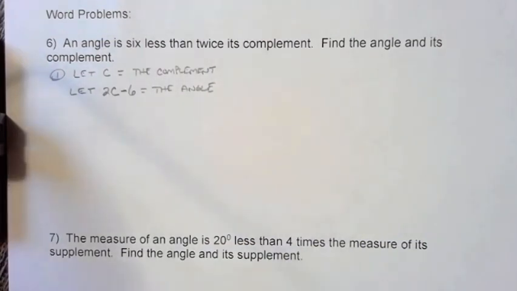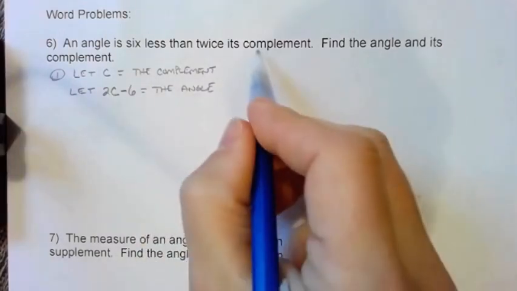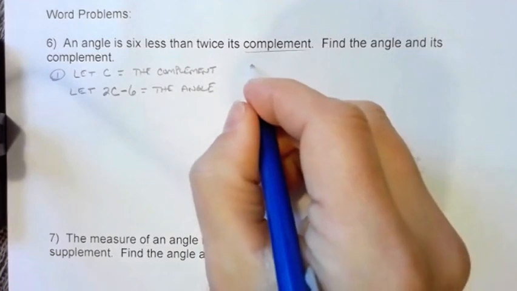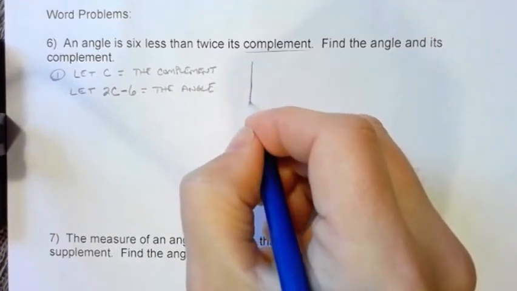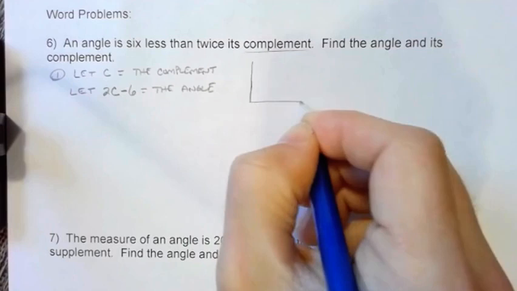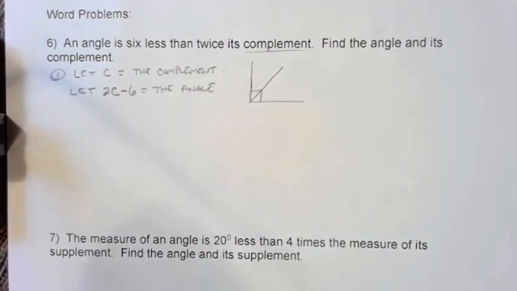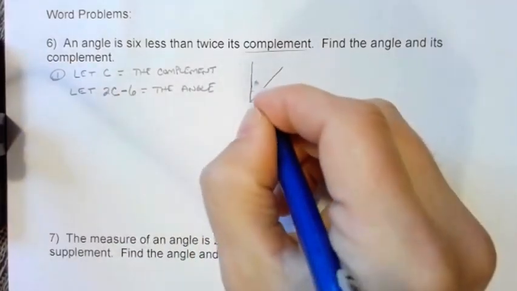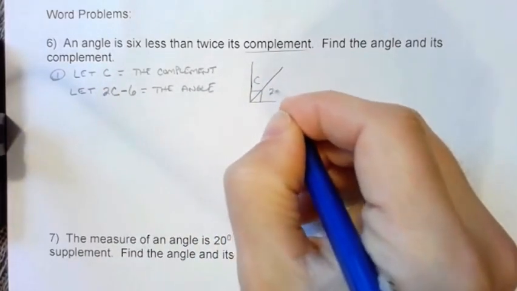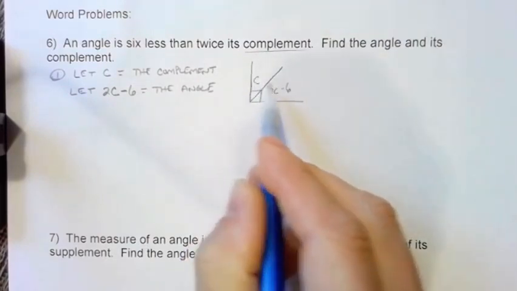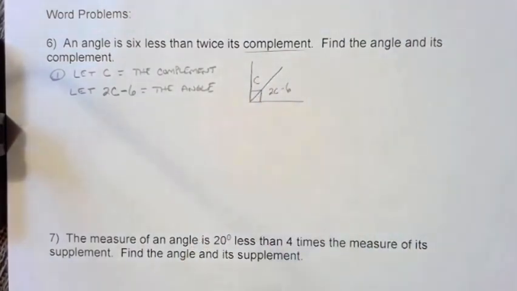And I'm also going to draw a picture of this problem so that I can visualize what it's going to look like. Keyword here is complement. Complementary angles are two angles that will form a right angle, meaning that they will add up to 90 degrees. So I might have a picture that looks something like this. Right? One of my angles I've called C, and the other one I've called 2C minus 6. Together, these angles make 90 degrees.